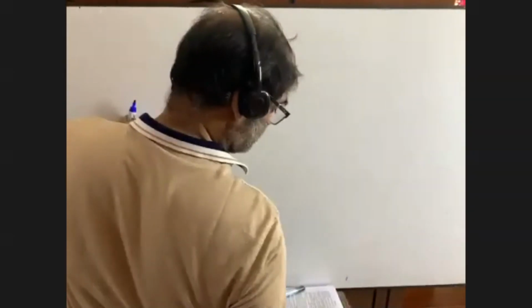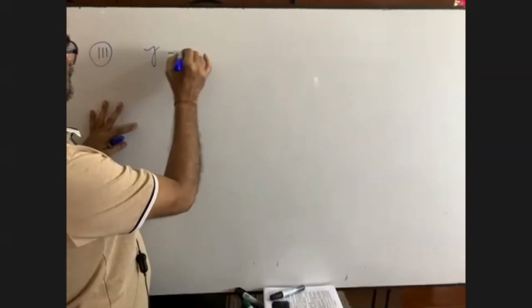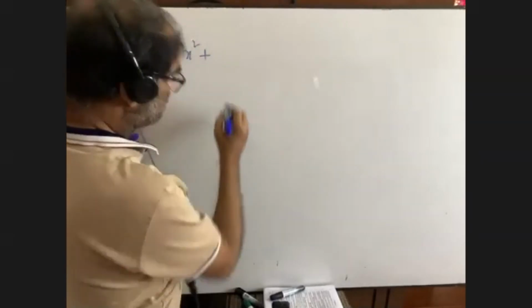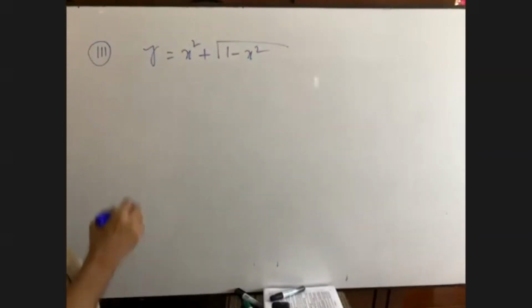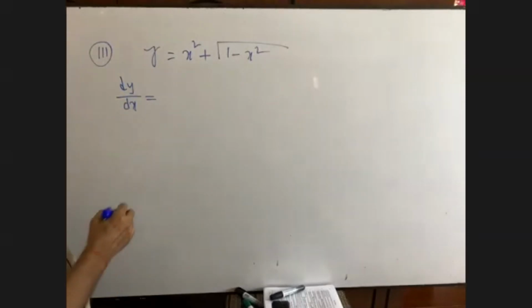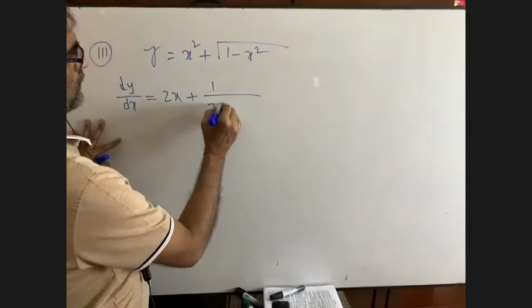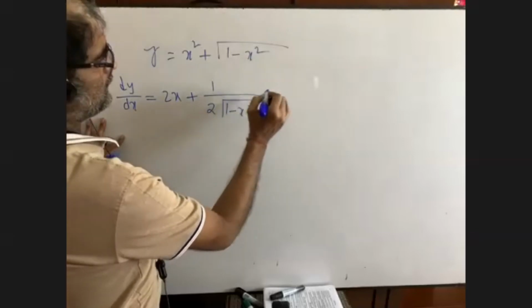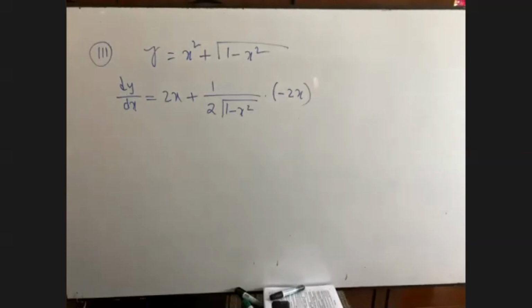Now the most important math, number 3. y is given as x square plus root over 1 minus x square. Now find dy by dx. dy by dx equals what? Let me know. 2x plus 1 by 2 root over 1 minus x square into minus 2x. Can you remember, please? All of you. Yes, sir.